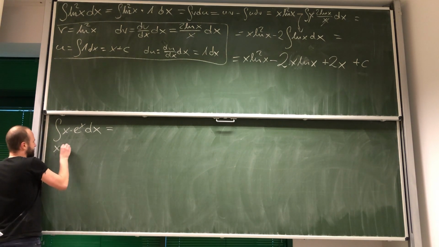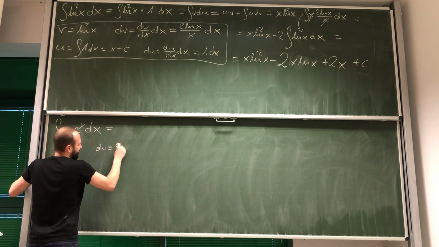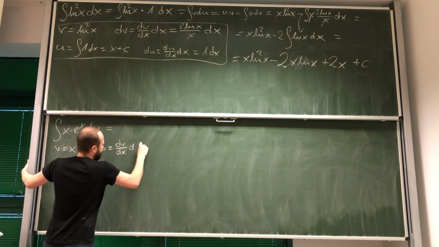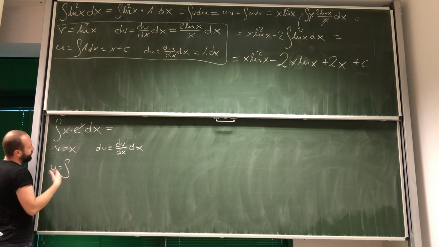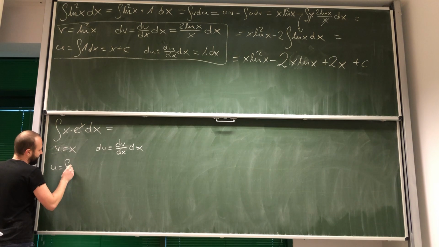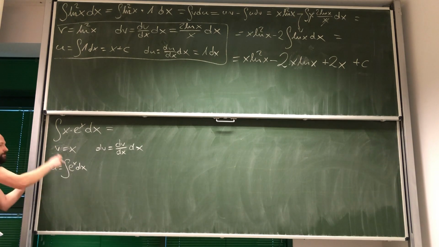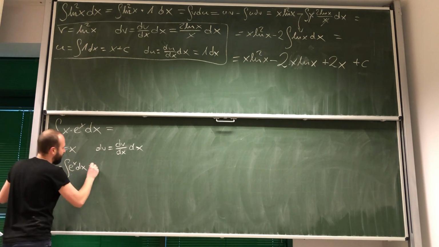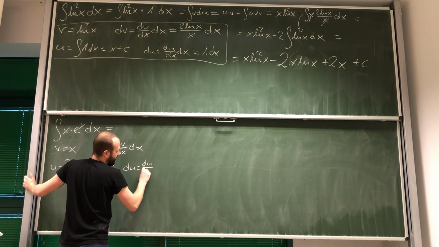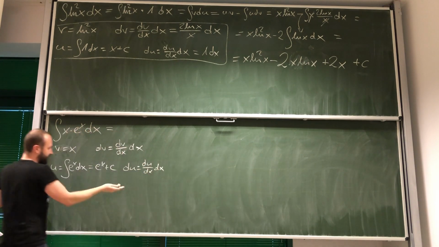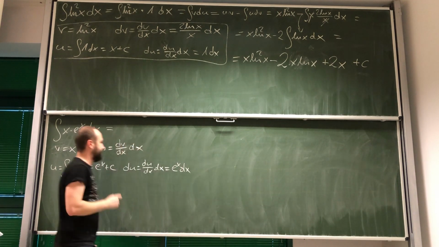That's x, v is going to be x, which means that dv is equal to dv/dx times dx, and u is going to be equal to integral of e to the power of x dx. This is a very clever way because integral of e to the power of x is still e to the power of x plus c. And in this case, du, which is equal to du/dx dx, the derivative of this with respect to x is of course e to the x times dx.